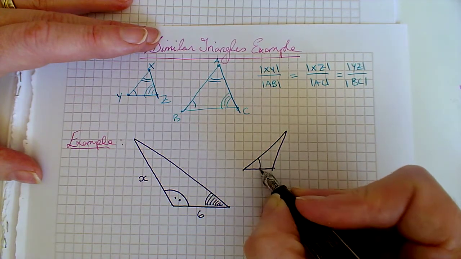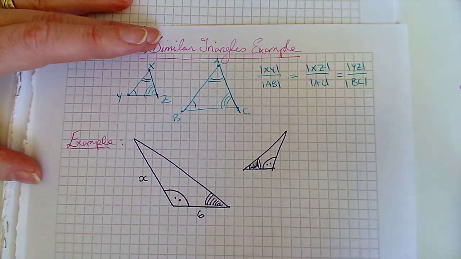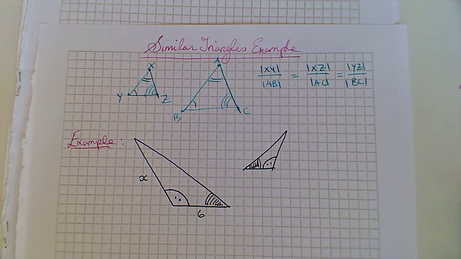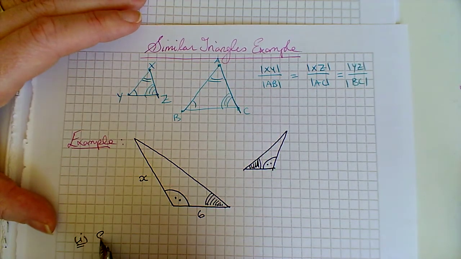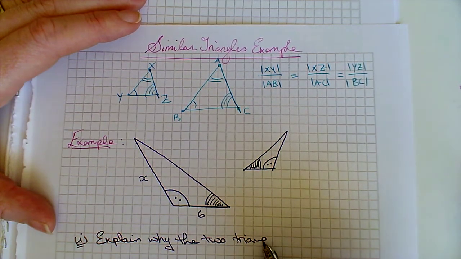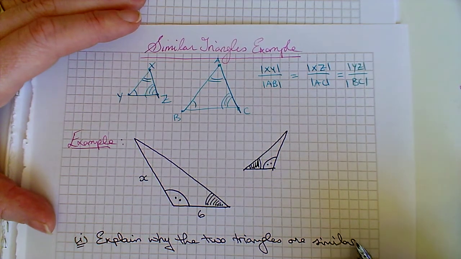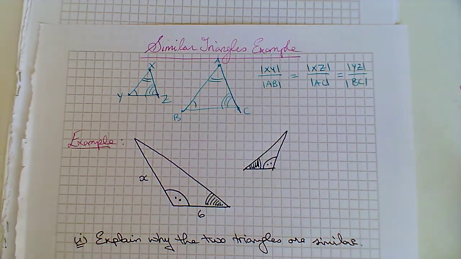But I still have these marked in like this. Now all three angles aren't marked. So the first question asks us to explain why the two triangles are similar. And they'll be similar if all three of their angles are equal.